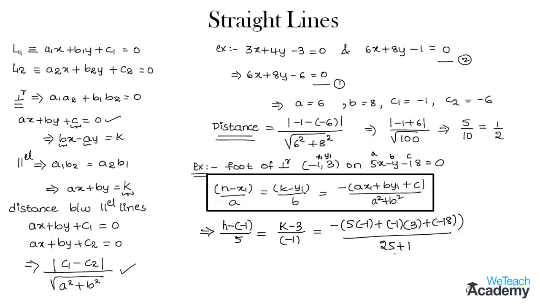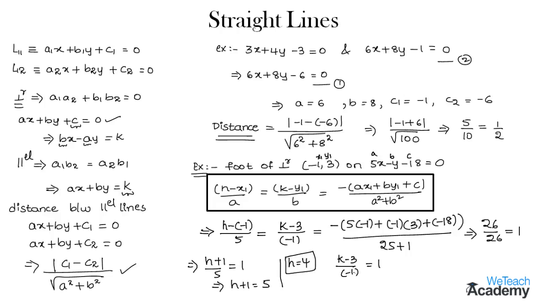So first, let us simplify this term. So here we get minus of minus 26, that is 26, divided by 25 plus 1, which will be 26. So here we get 1 as the value of this term. So that implies here we get h plus 1 divided by 5 is equal to 1, and k minus 3 divided by minus 1 will be equal to 1. So that implies here we get h plus 1 is equal to 5, and the value of h will be equal to 5 minus 1, which is 4.